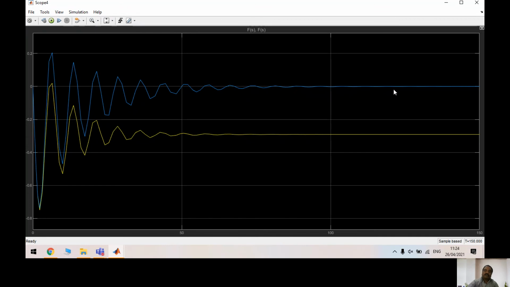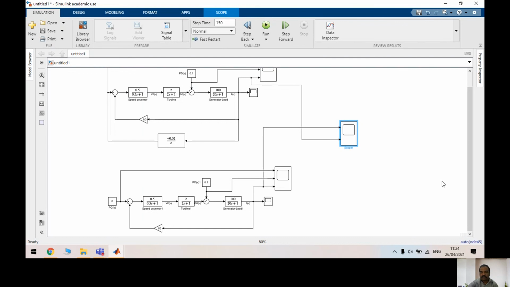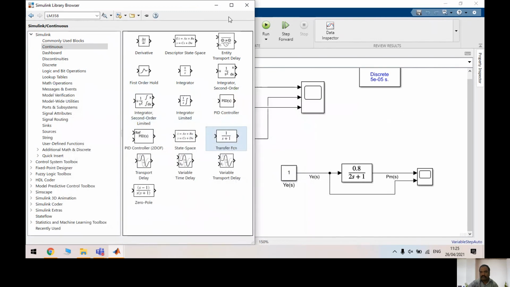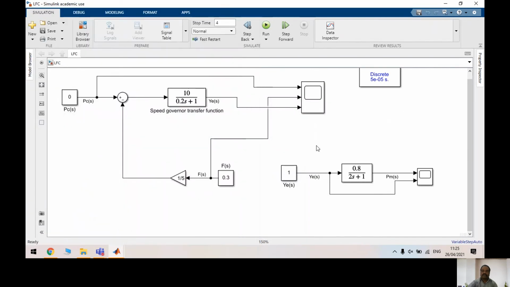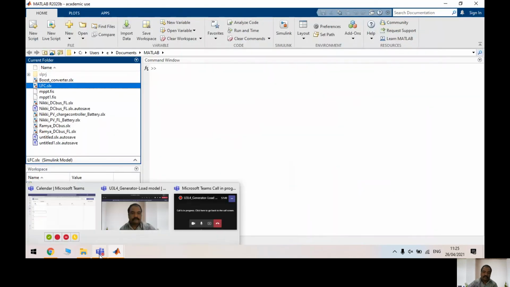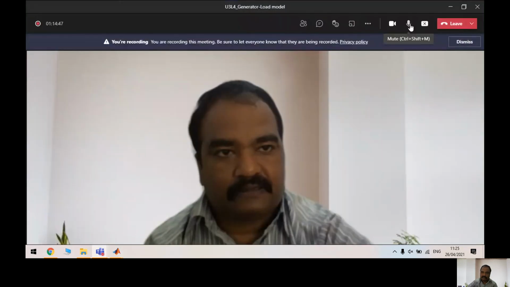Even though it is taking a large amount of time for settling, the final steady state value is within your limits. That is the advantage of using a PI controller. This is the response of your single area system with integral controller. Tomorrow we will see theoretically how this affects it, or at least I'll provide the notes for you. So what is the effect of the PI controller? The PI controller is going to reduce my steady state errors.